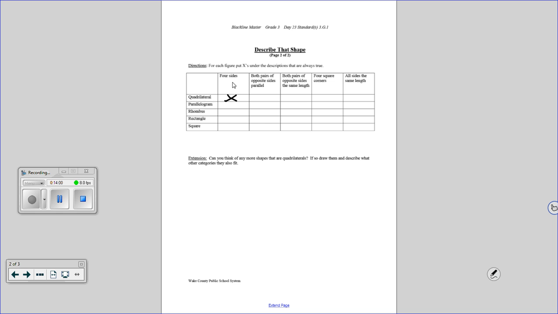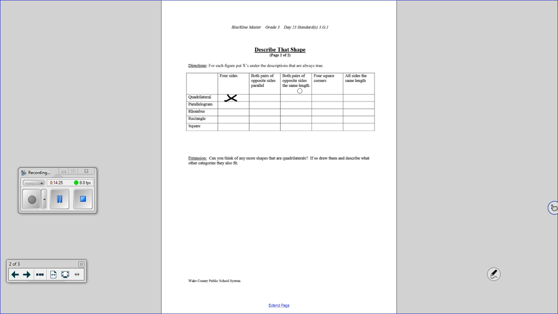All right, let's keep going. One finger on both pairs of opposite sides parallel. One finger on quadrilateral. This is tricky. What this is saying is that you have two sets of parallel sides. Do you have to have two sets of parallel sides to be a quadrilateral? No. Could you? Yeah. I could, but I do not have to. I'm not going to put an X.